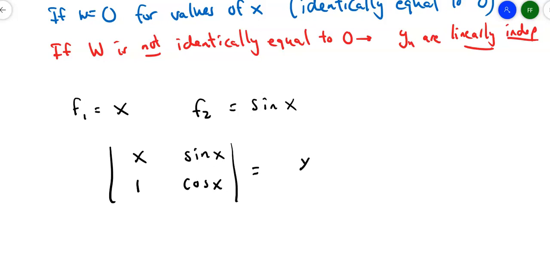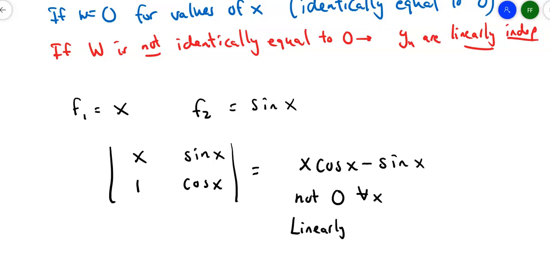Now evaluate that. So find the determinant. X times the cosine of x minus 1 times the sine of x. This is not identically equal to 0. So it's not 0 for all values of x, right? That upside down A means for all. So it's not 0 for all values of x. Therefore, those two functions are linearly independent.